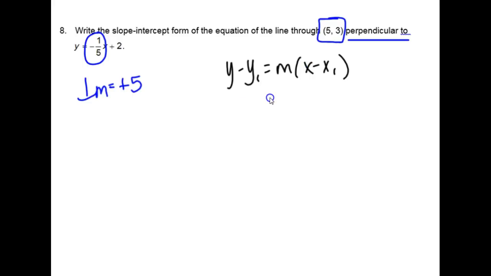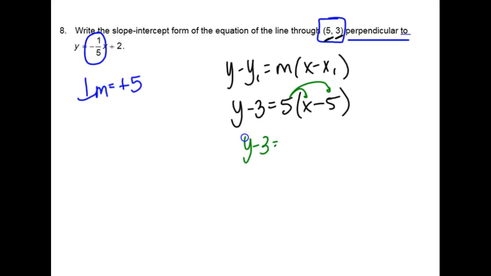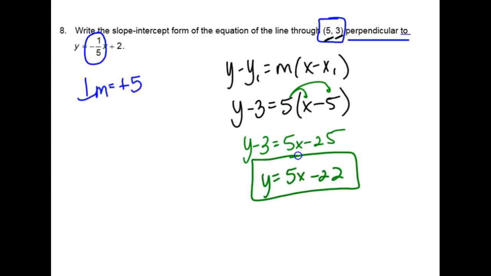It's really nice and easy to use here. So y minus the y coordinate, which is 3, equals our new slope that we just found, 5, times x minus the x coordinate, which is 5. The answer choices will only be in slope-intercept form, so you're going to need to distribute the 5 and then add the 3 over, of course. So 5x minus 22 would be your slope-intercept form of that equation.